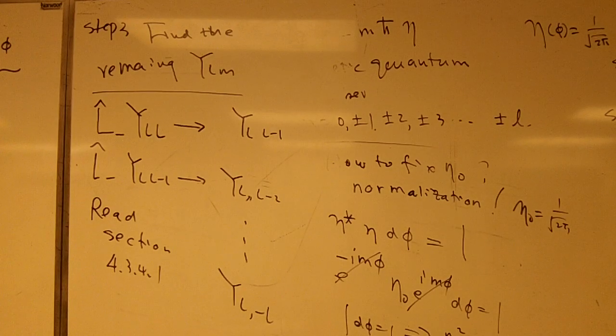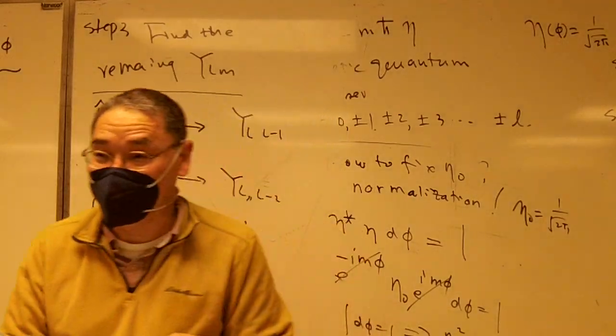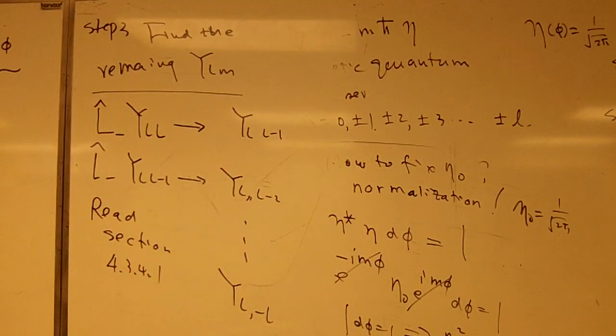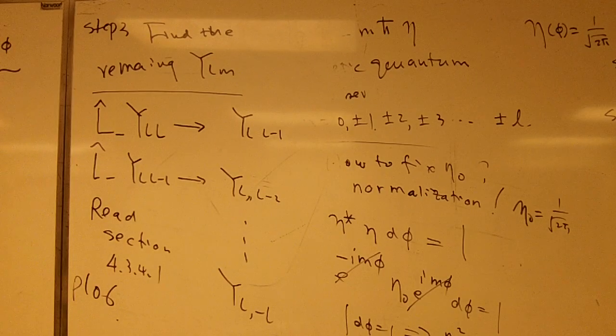So this time I'm going to ask Cody to read it first instead of Toby. Cody, this is on page 106. Page 106. Cody, why don't you get started and read until equation 4.3.17.